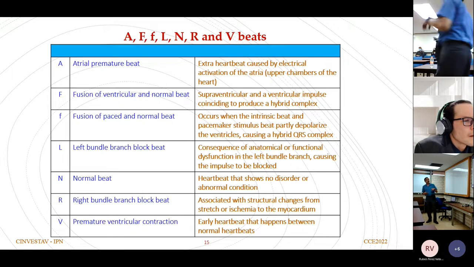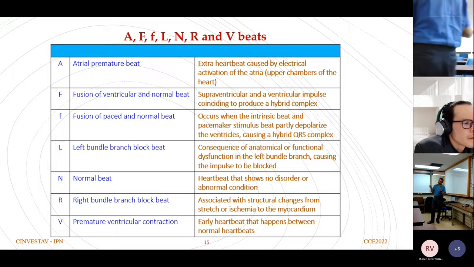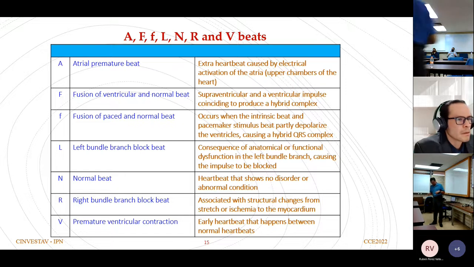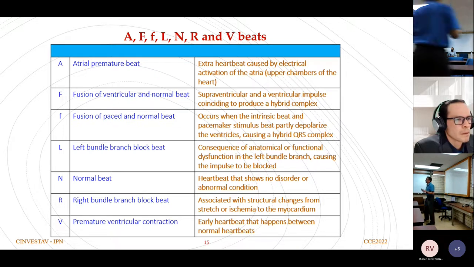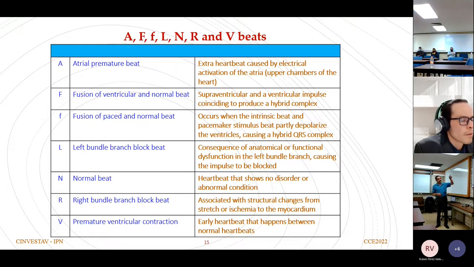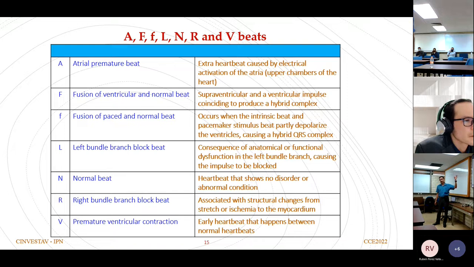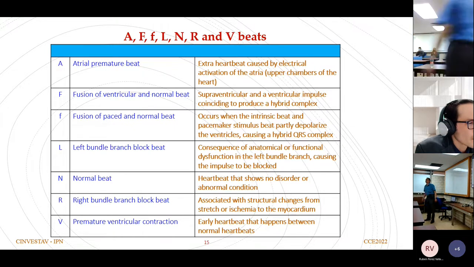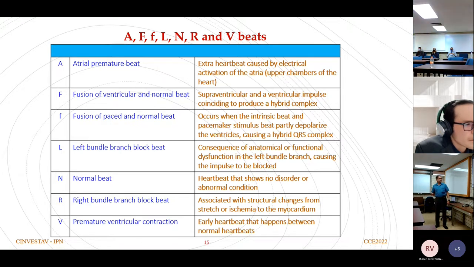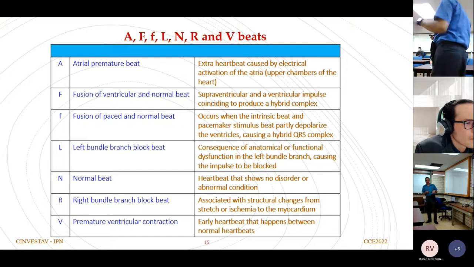Well, for the proposed method, we used, as I said before, the total database of MIT. But for training this model, we need many examples. As we saw in a previous slide, not all of these kinds of beats are available in sufficient quantity, so we took some of them. There are seven classes that we use to test over these 19 networks.